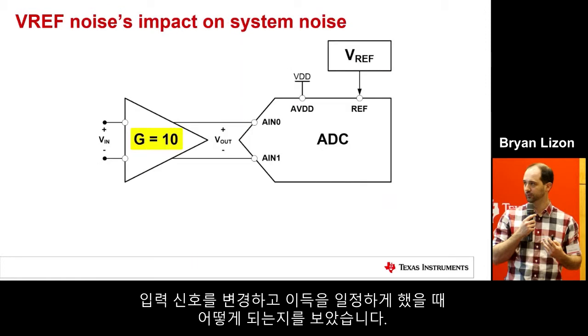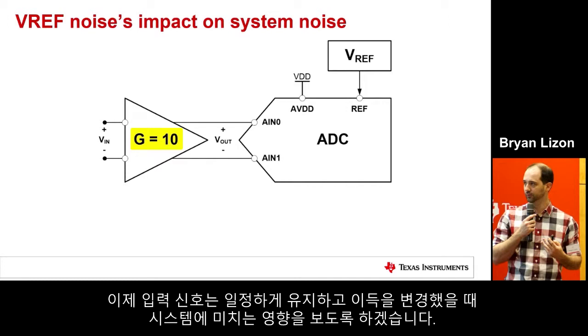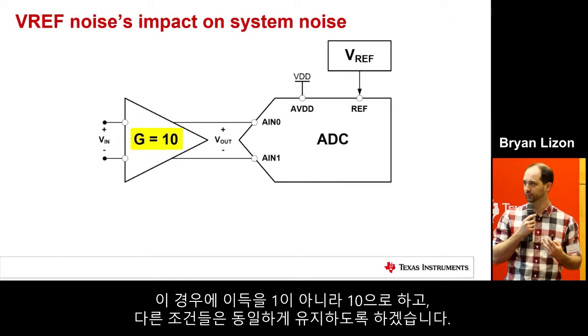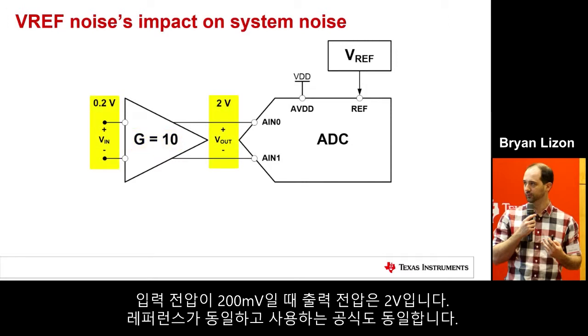So with that being said, we looked at what happens when you change your input signal and hold your gain constant. What we're going to do now is keep your input signal constant and change the gain and see how that affects the system. In this case, we're going to use a gain of 10 instead of a gain of 1. All the other things are going to be the same. So a 200 millivolt input gives you a 2 volt output. Reference voltage will be the same. Formula is the same.